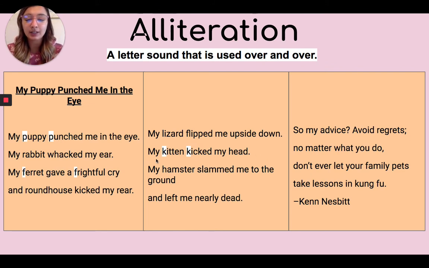And then again here, it says, my kitten kicked my head. So I hear the k sound multiple times in this sentence. So that would also be alliteration. If you've ever heard that rhyme, it says Sally sells seashells by the seashore. I was just trying to think of another one, but my brain is a little foggy today. So the only one I can think of right now is Sally sells seashells by the seashore. You hear the s sound over and over again. So that would be an example of alliteration.